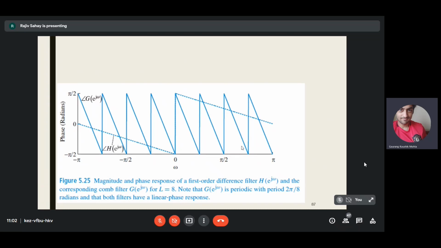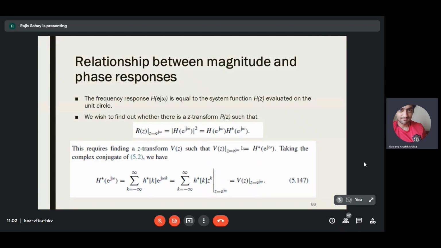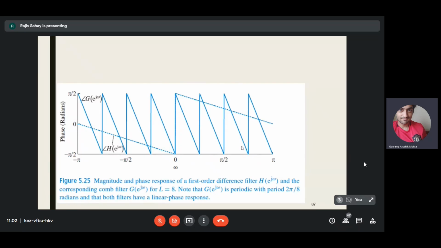So on Thursday, I'm going to take up another topic, the relationship between magnitude and phase responses. Some of you are in my seminar course, if I remember. I have given you a small assignment in the seminar course about a particular paper by Oppenheim. It's the same Alan Oppenheim whose book you are reading in DSP, Oppenheim and Schafer. The title of the paper is The Importance of Phase in Signals. It's a very interesting paper.